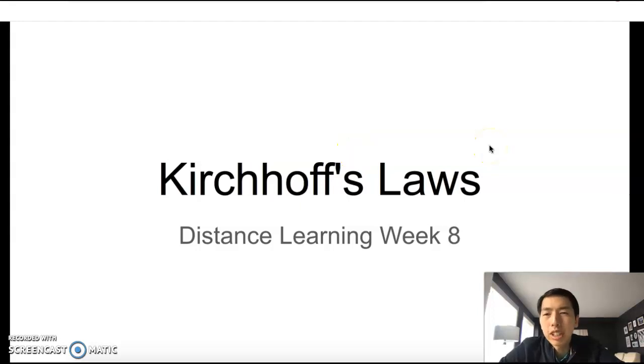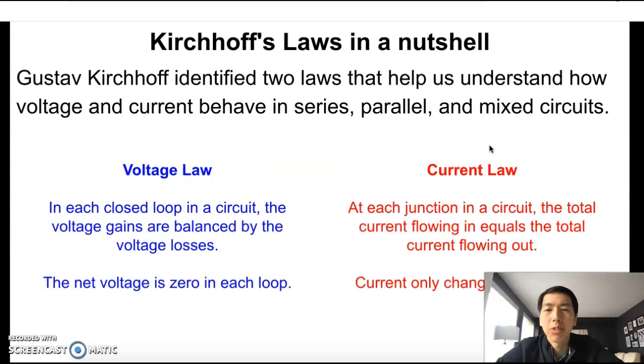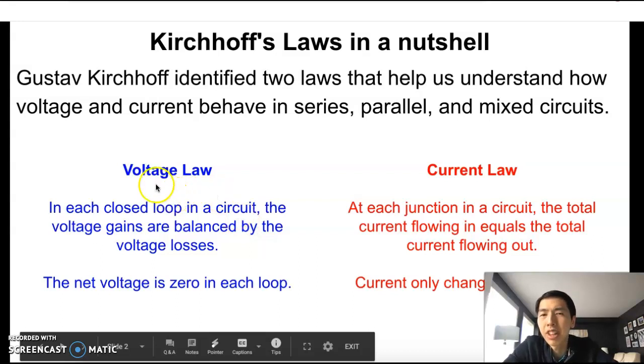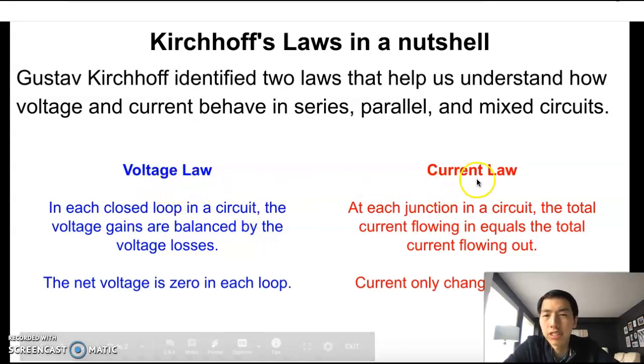So in this lesson, we're talking about Kirchhoff's laws. Gustav Kirchhoff was a physicist who did some work with circuits and identified two laws that really helped us to understand how voltage and current work in various circuits. So his two laws are written here on this slide, one for voltage, one for current.